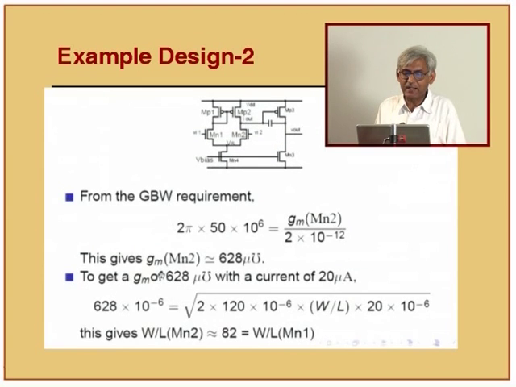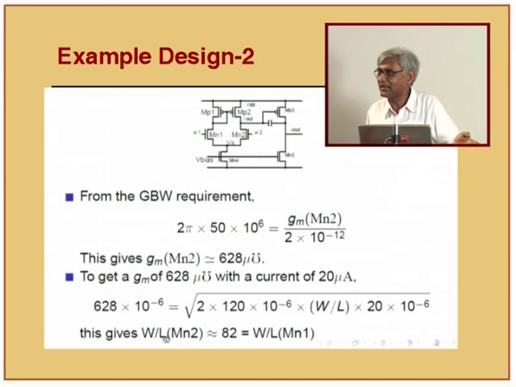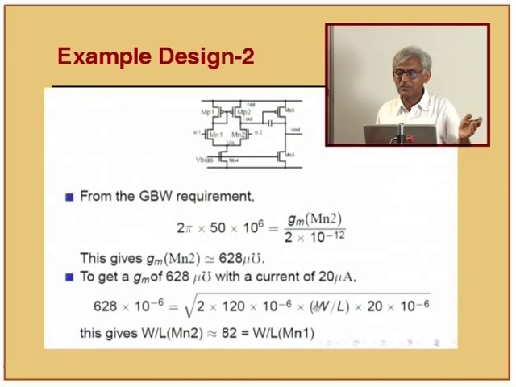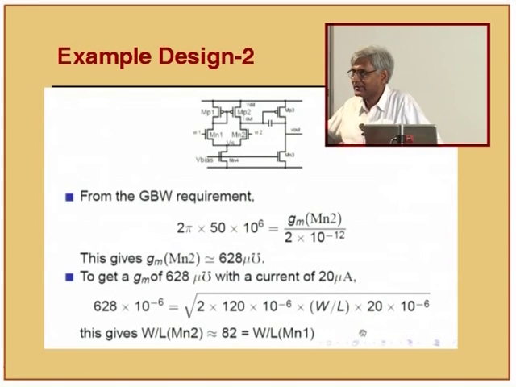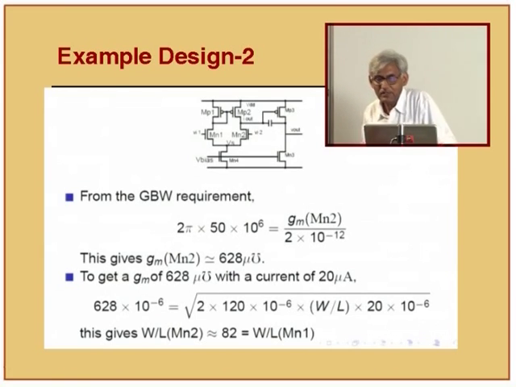Now to get a GM of 628 microsiemens, this is one of those equations that we had derived, right? So that is the square root of 2 K prime into W by L into ID. In this case, we have current bias, therefore this is the expression that we have used, which depends on ID. So 2 K prime times W by L into ID, which we have already calculated as 20 microamps, should be equal to 628 microsiemens, which we just derived. So the only unknown here is W by L, which you can calculate, and it comes out about 82. Okay, so now I know the W by L of this, which is 82. W by L of this is also 82.